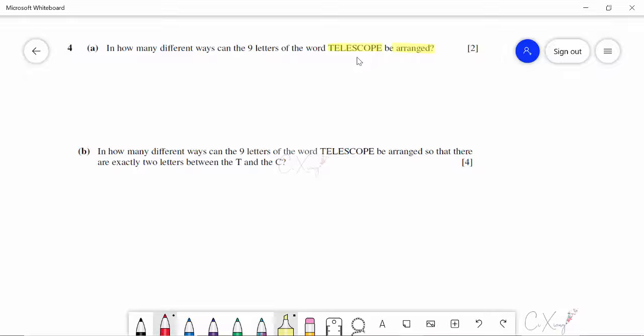From telescope, if you list them out, there are 9 letters. You have 3 E, 1 T, 1 L, 1 S, 1 C, 1 O, 1 P. So you count 3, 4, 5, 6, 7, 8, 9. So 9 letters in total, and 3 of them are E, which are identical. When you want to arrange them, it will be 9 factorial divided by 3 factorial for the 3 identical E. The answer you get should be 60480.